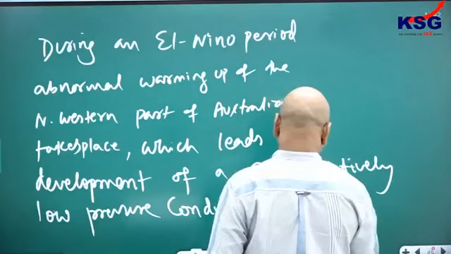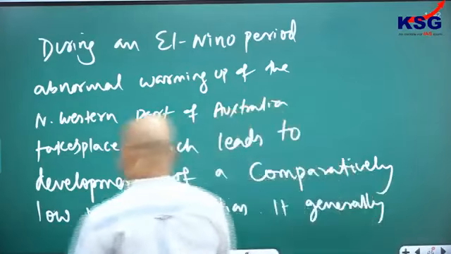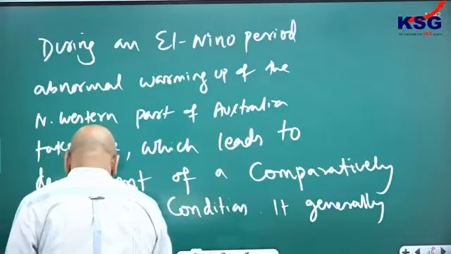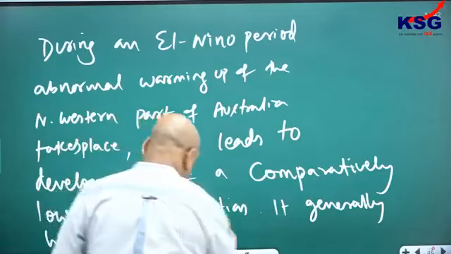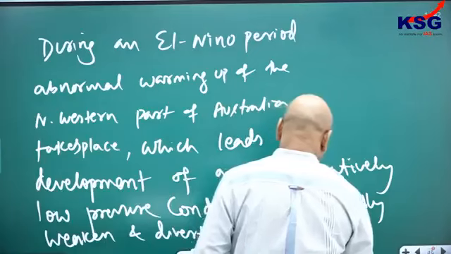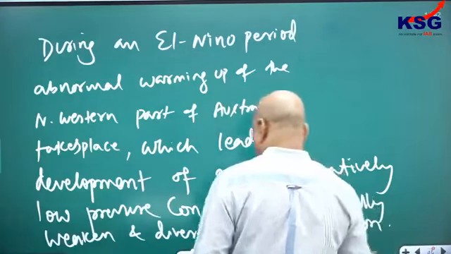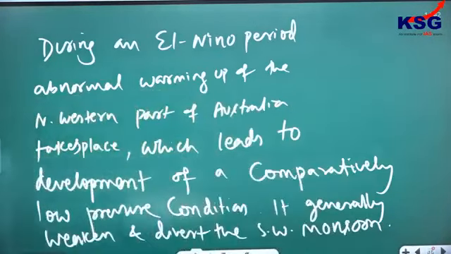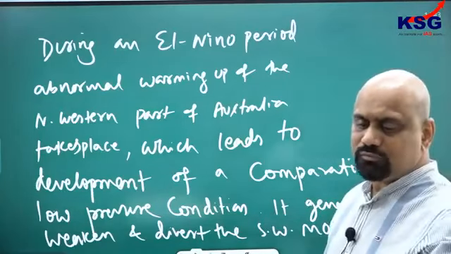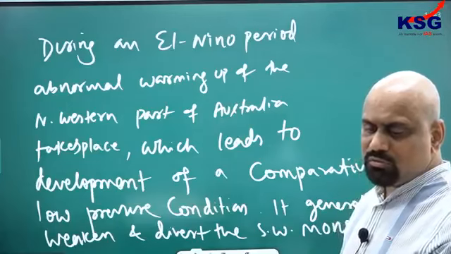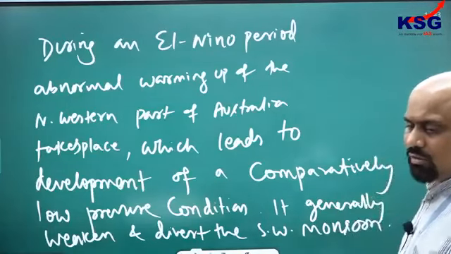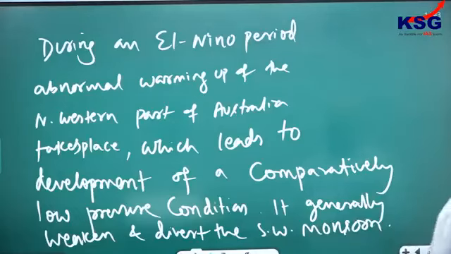It generally weakens and diverts the southwest monsoon. यह साउथ वेस्ट मानसून को वीक बना देगा और डाइवर्ट करेगा। It generally weakens and diverts the southwest monsoon. OK, this will make the southwest monsoon a bit weak and divert it. You must remember this: comparatively low pressure.